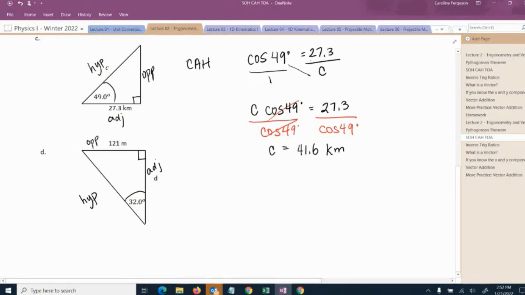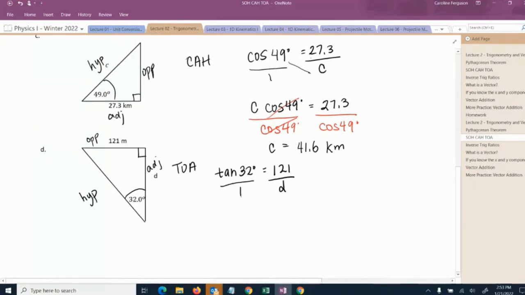Okay, so now we know the opposite, and we're looking for adjacent. So we should be using TOA. Tan of the angle, 32 degrees, is equal to opposite, which is 121, over adjacent, which is D. Yeah, good, TOA. Okay, so now I'm going to cross multiply. So I'm multiplying D by tan 32, so that becomes D tan 32 equals 1 times 121, so I get 121. Then I'm going to divide both sides by tan 32, so I get 121 over tan 32.